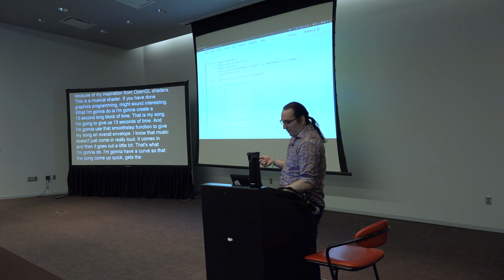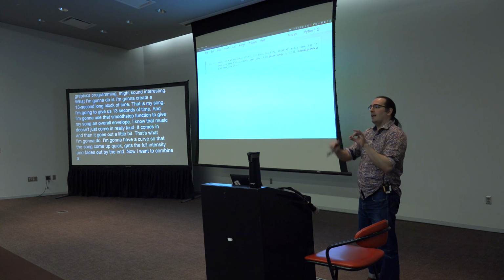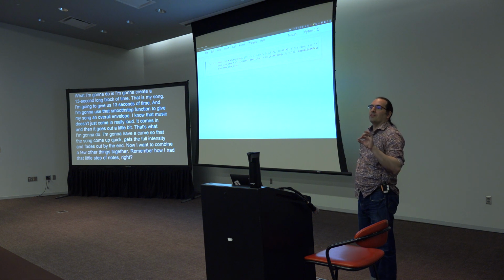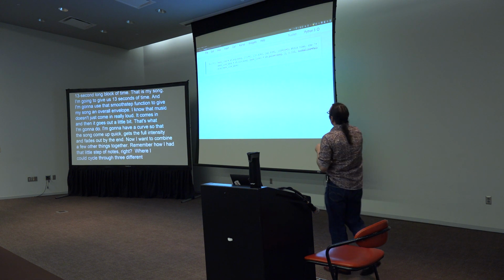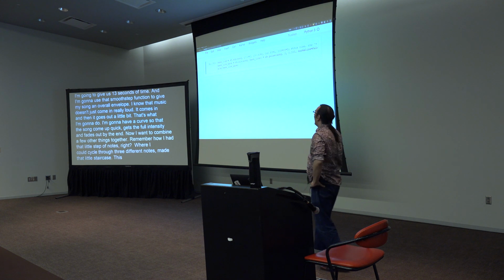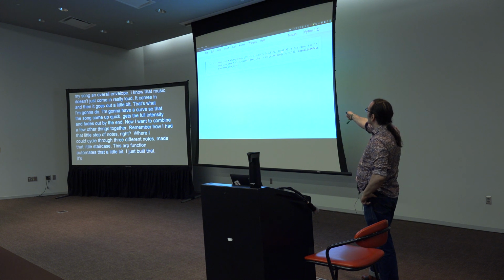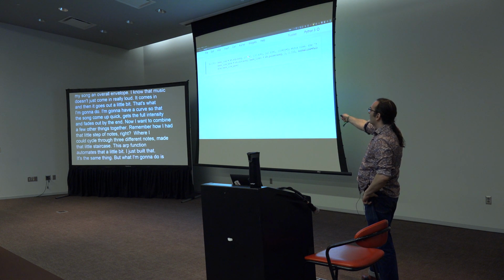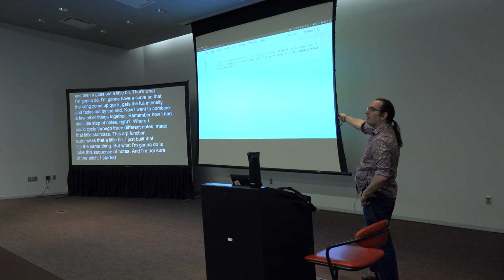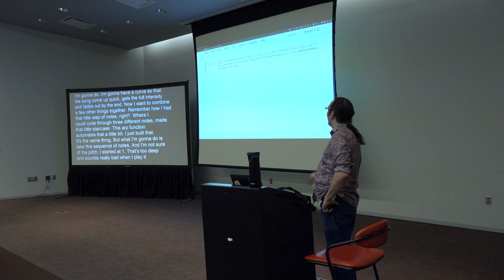And now I want to start combining a few other things together. Remember how I had that little step of notes, where I could cycle through 3 different notes, made that little staircase. This ARP function automates that a little bit. So I just built that. It's the same thing. But what I'm going to do is take this sequence of notes, and you can see I wasn't sure which pitch I wanted them to be at, so I started at 1, and I realized that was too deep, and it sounds really bad when I play it through these speakers. So I multiplied by 2 to make it a little higher pitch.